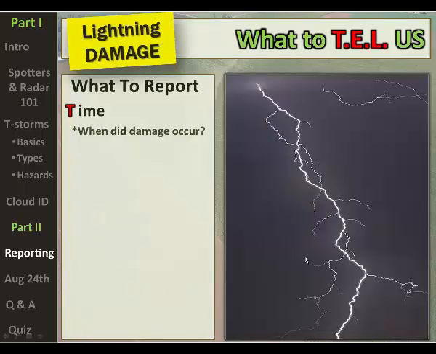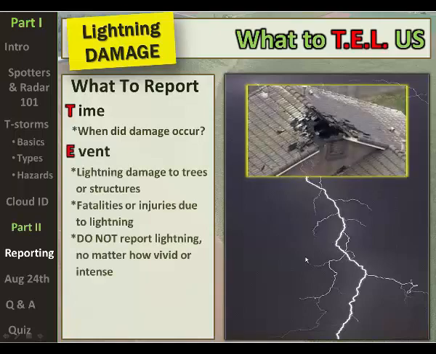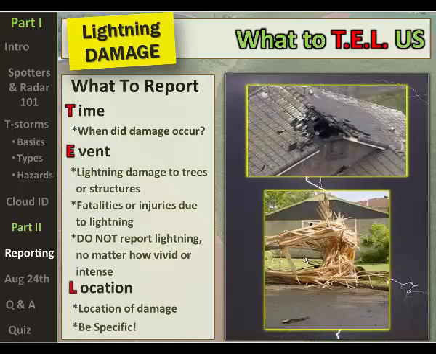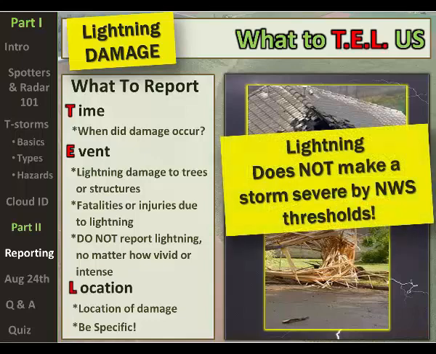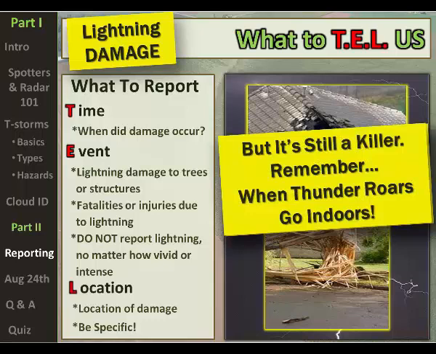And now for lightning damage. For the TEL method, when did the damage occur? What time? How about the damage? Was it to trees or a structure? How many people were injured or died as a result of the lightning? Remember that having lightning doesn't necessarily make the thunderstorm severe. So reporting to us lots of lightning really doesn't do any good, and we have tools that give us an idea about if storms do have lightning within them. Again, finally give us the location of the lightning damage.